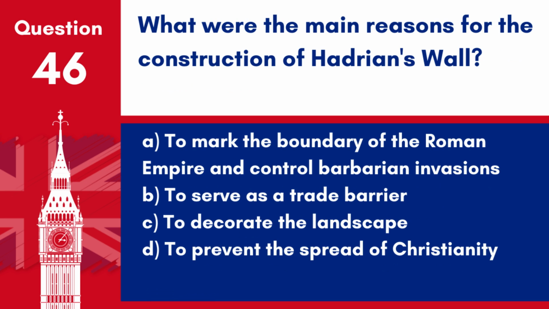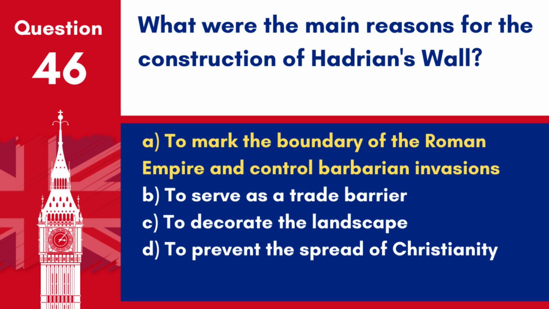Question 46. What were the main reasons for the construction of Hadrian's Wall? A. To mark the boundary of the Roman Empire and control barbarian invasions. B. To serve as a trade barrier. C. To decorate the landscape. D. To prevent the spread of Christianity.